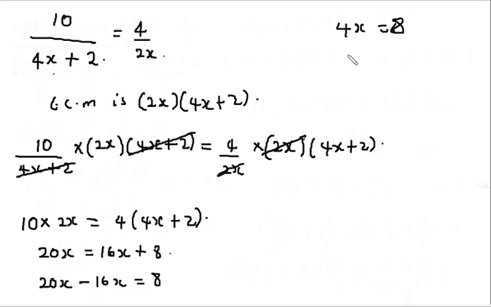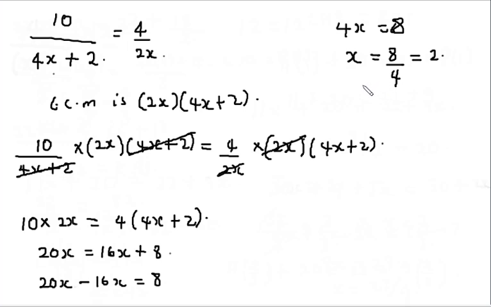Okay, so we know that we can divide by 4 on both sides. So this is 8 divided by 4. 8 divided by 4 is simply 2. Okay, so that means the value of x for us now is 2.